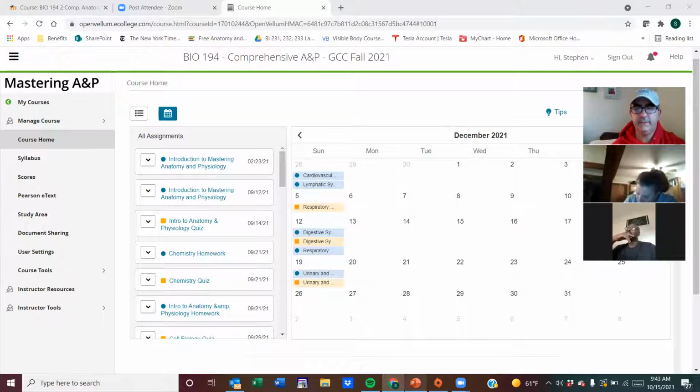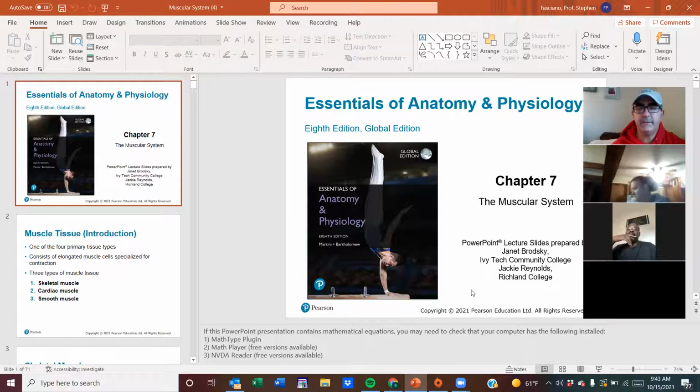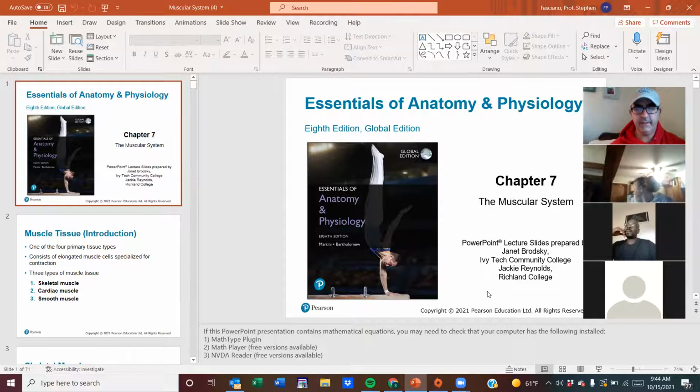So let's go into, and Josh has joined us. Let's go into chapter 7, the muscular system. So Josh, I was just showing everybody that I put up all the assignments on Mastering, right? So those are all in there. The dates are all in there now.